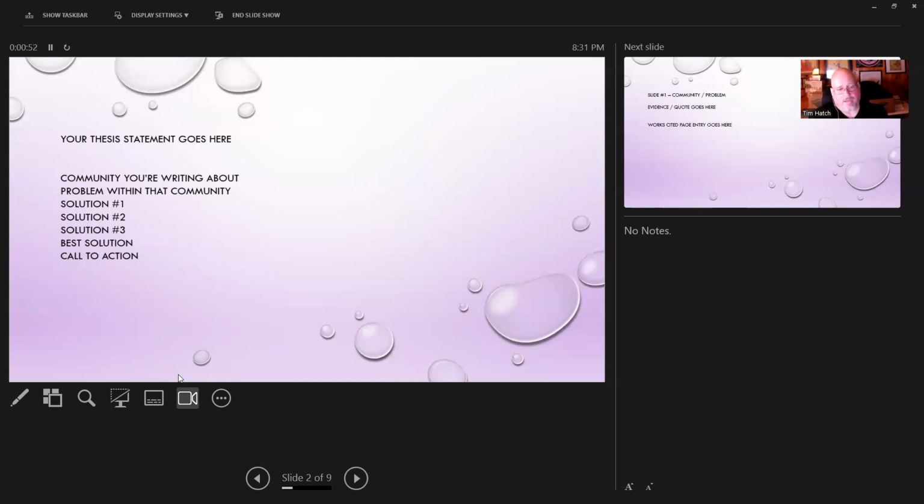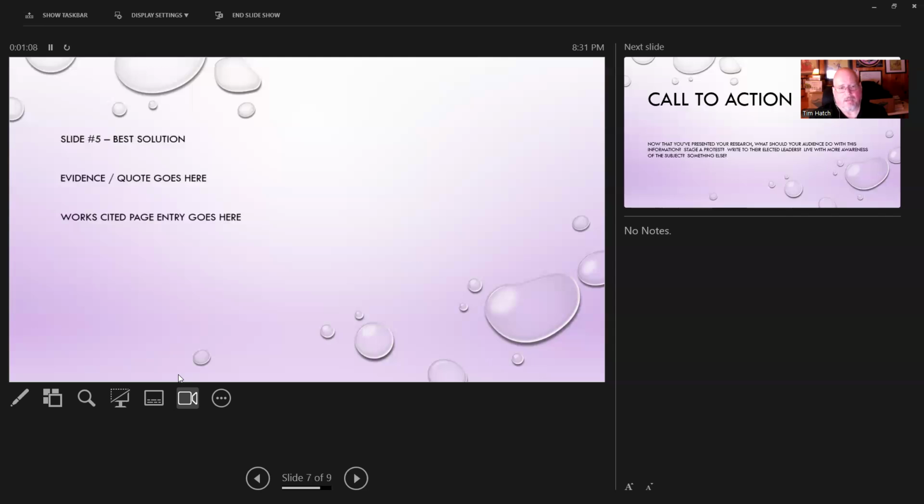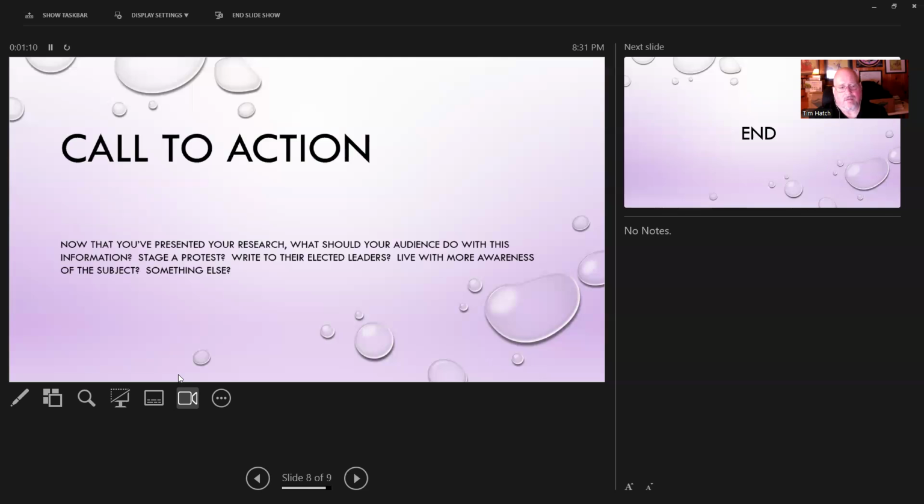And then the next slide has the community and problem, whatever quote you have to discuss that problem, and then the works cited page entry for the source you use. And then solution one, solution two, solution three. I'm sure you're already detecting the pattern. Best solution, call to action.